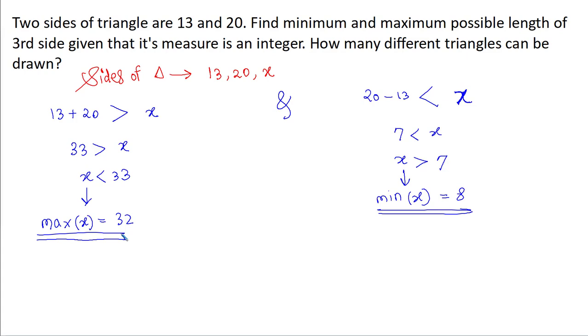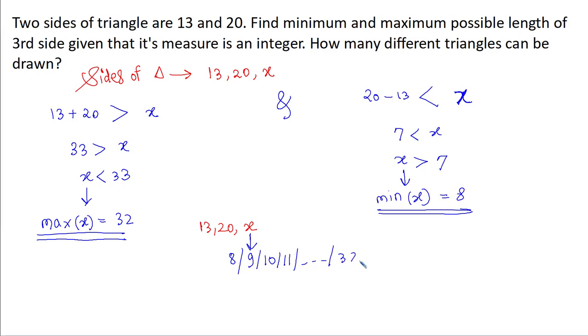Okay everyone, now the second question is how many different triangles we can draw. Okay, so now look here, first two sides are 13, 20 and the third side is x. Now the value of x, look here, if I put the value of x as 8, we will get a different triangle with the sides 13, 20 and 8. Now if I put x is equal to 9, we will get a different triangle with the sides 13, 20 and 9. Okay, so x can take 8, 9, 10, 11 and so on till 32.